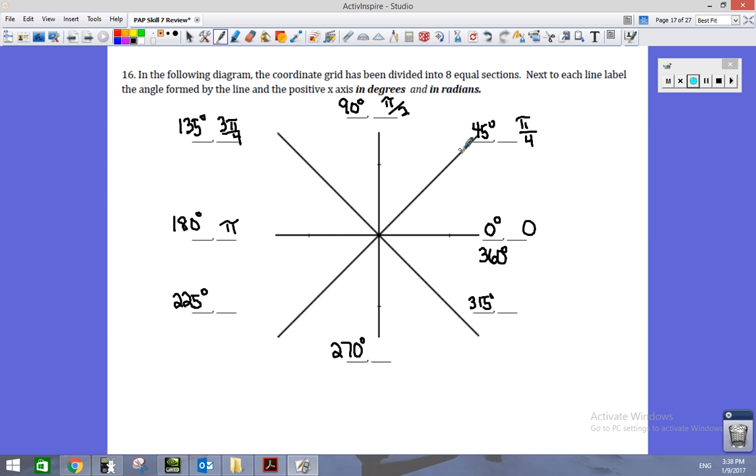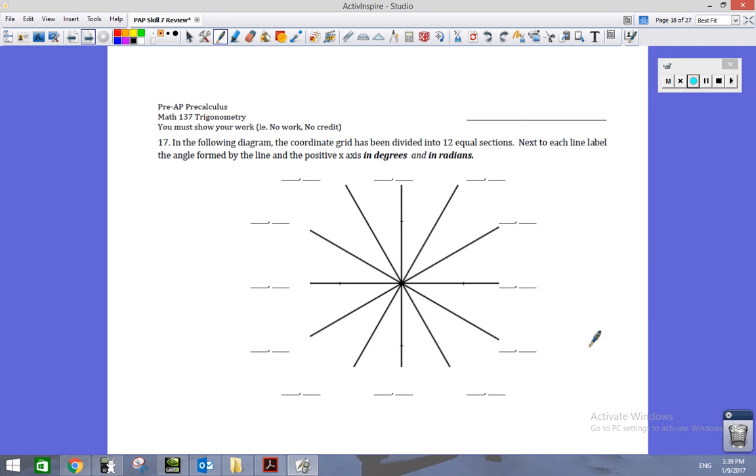Then another, see, you're just adding pi over 4 each time. 5 pi over 4. 6 pi over 4. But 6 pi over 4 reduces to 3 pi over 2. 7 pi over 4. 8 pi over 4 reduces to 2 pi. Alright, so that's all it wanted there. Let's go on to the next one.